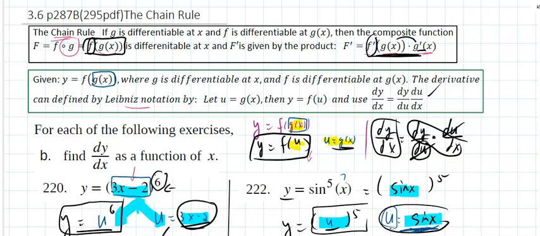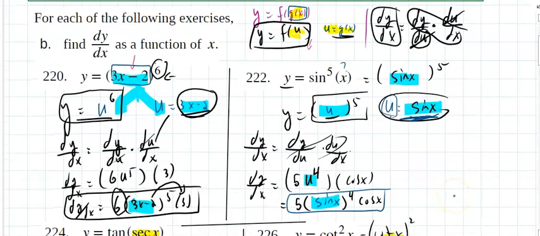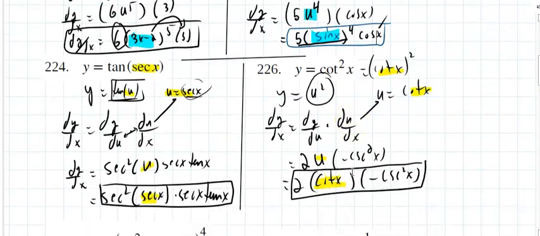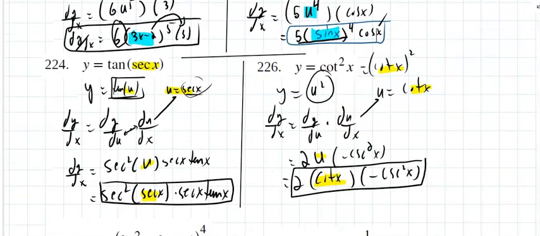If you look here, this was sine of x to the fifth power. Bring the power down, subtract 1 from the power, that's this part, times the derivative of the inside, which is the cosine. Again, if you look at this, the outsidemost function that we see is the tangent. Derivative of tangent is secant squared of whatever that is, times the derivative of that, which is secant tangent.